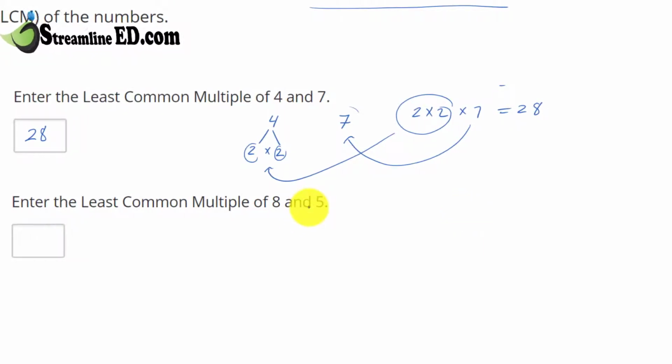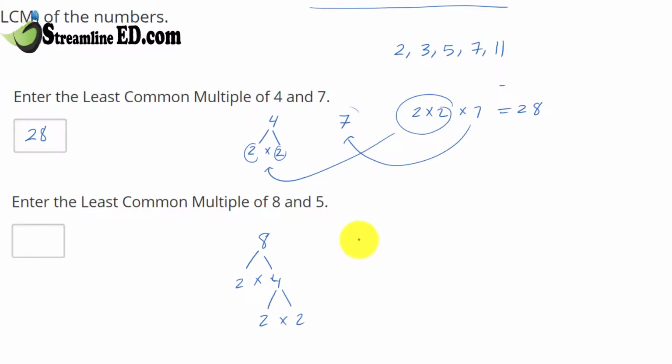We have 8 and 5. Before we start this, you need to remember the common prime numbers, which are 2, 3, 5, 7, and 11. Well, 8 is an even number. 2 times what? 2 times 4 is equal to 8. And we can now break down the 4. 2 times 2 gives us 4. Over here we have 5. Well, 5 is a prime number of its own already. So we have 2, 2, 2, and 5.